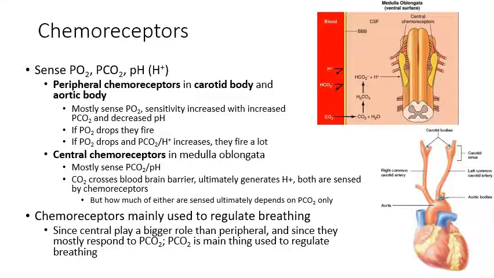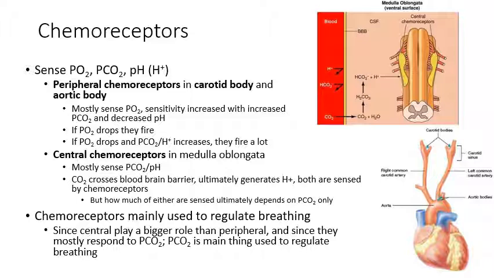If the carbon dioxide goes up in the blood, that means you're also going to have more hydrogen ions around. That means that you're going to need to breathe faster to blow off the extra carbon dioxide. So those central chemoreceptors are going to send their information into the respiratory pattern generator and cause it to increase your ventilation.